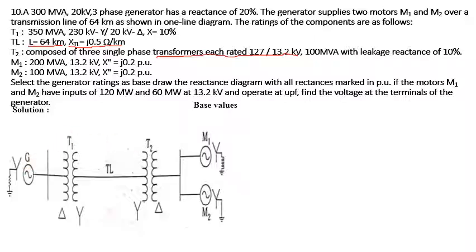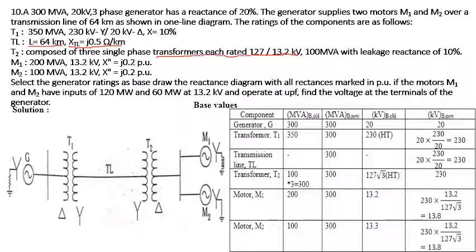Here we have to consider the base values. So what is our base value? As mentioned, generator G1 is the base, 300 MVA, 20 kV. So the base MVA is 300, and this is going to be the same for the entire numerical.